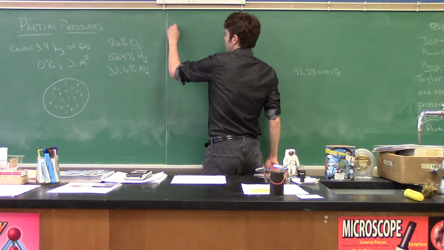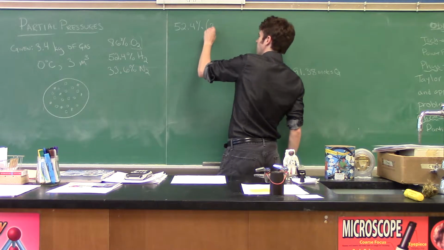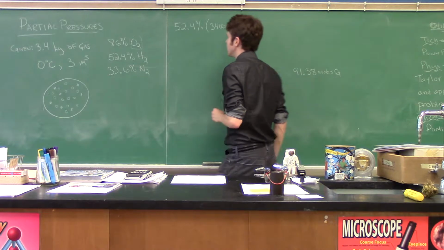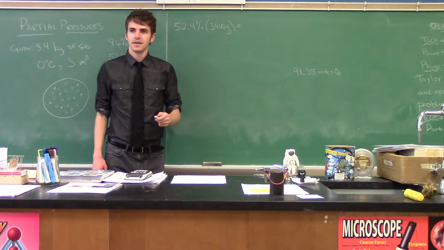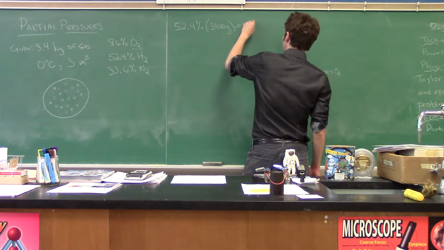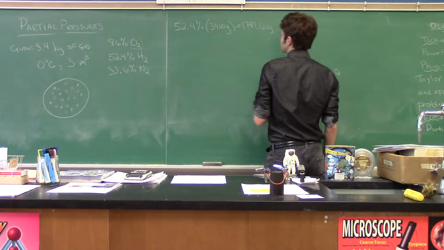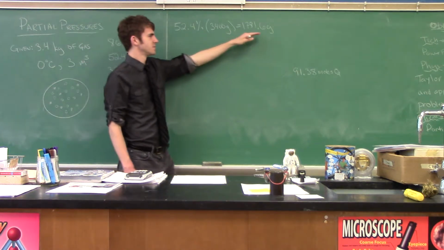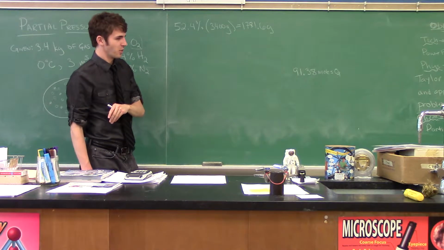All right, so doing the same thing, we'll take 52.4% multiplied by our total mass, which is 3,400 grams, gives us what? Josiah? 1,781.6. 1,781.6 grams. So hydrogen occupies the total mass with a contribution of 1,781.6.